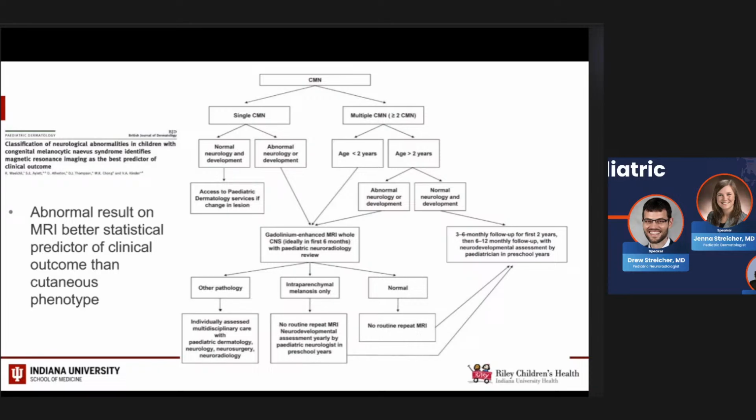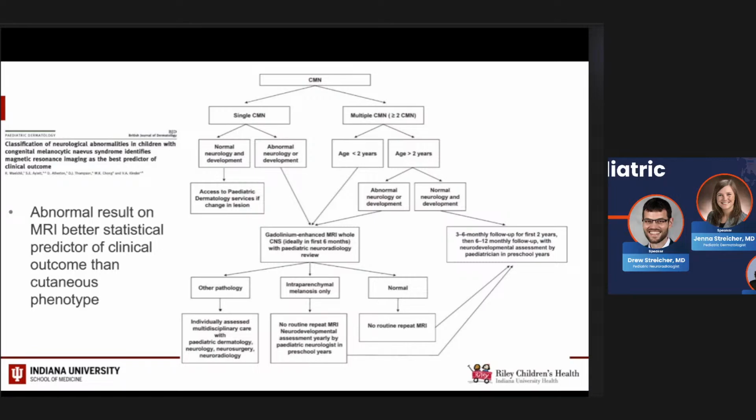And so if you have a single congenital nevus, just a small one, we talked about those and we don't need to image. On the left of this graph, following this flow chart, we just make sure to follow their development. I see them in pediatric dermatology clinic and regularly follow them. If they're having any abnormal neurological signs, I'm always asking, are they hitting all their developmental milestones? If there's any concern, even if it is a single one, then we would go forward and order that MRI.